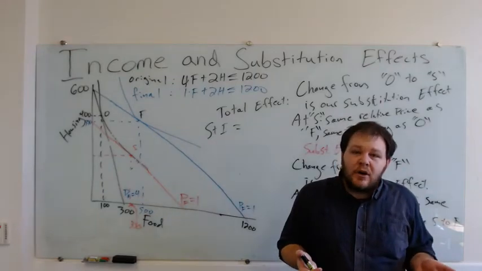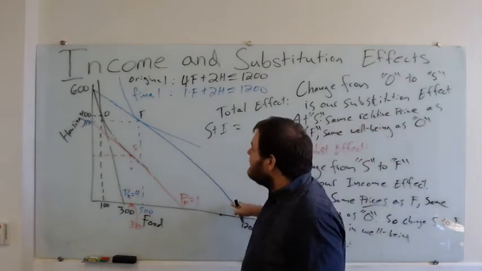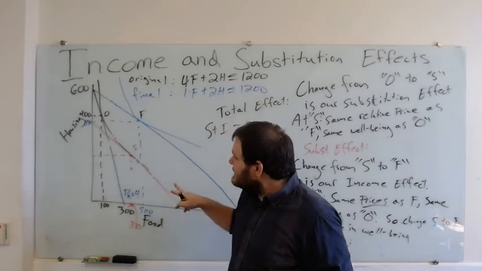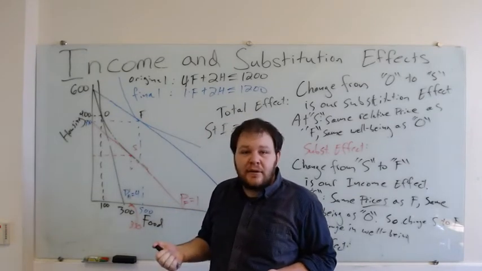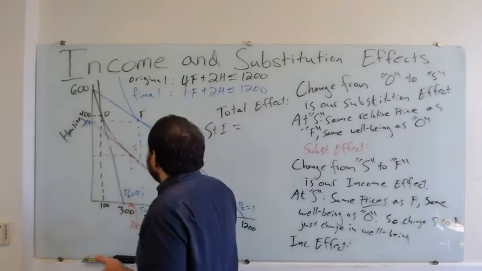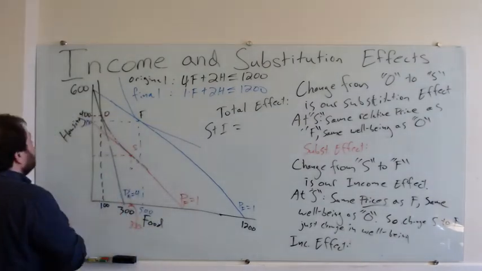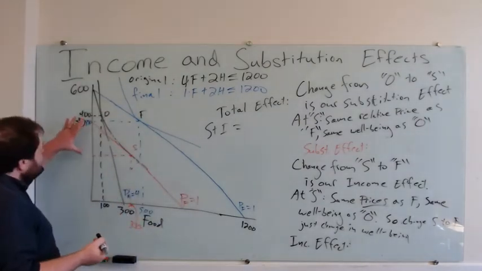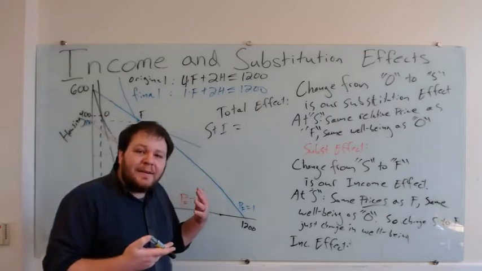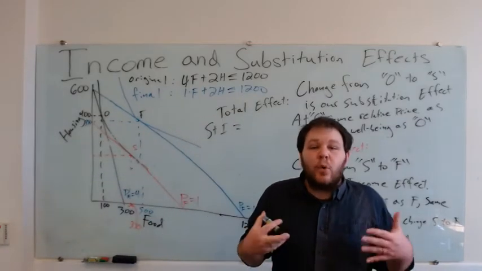But what if we wanted to decompose the effect of this change in price on our consumption of housing? Well, we do the exact same thing, right? If we think about housing, our substitution effect is going to be the result of the fact that housing became relatively more expensive.